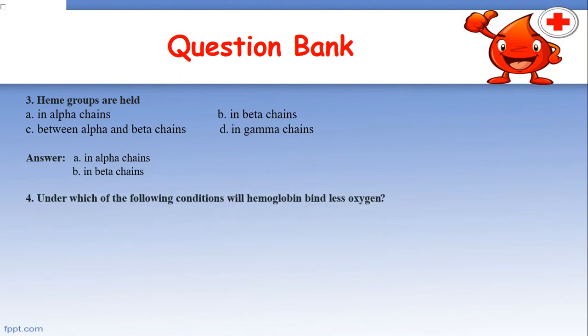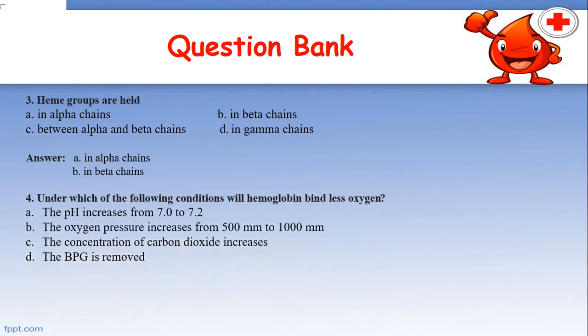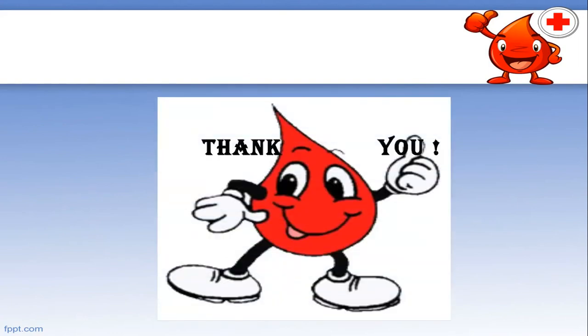Next one is, under which of the following conditions will hemoglobin bind less oxygen? Option A is the pH increases from 7 to 7.2, the oxygen pressure increases from 500 mm to 1000 mm, the concentration of carbon dioxide increases, and the BPG is removed. And the answer is, the concentration of carbon dioxide increases. Up to here we have covered the hemoglobin content. Thank you.